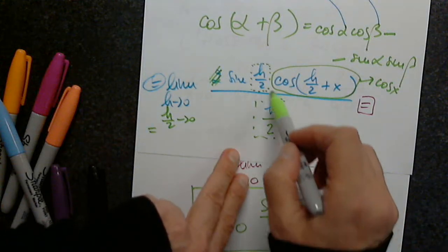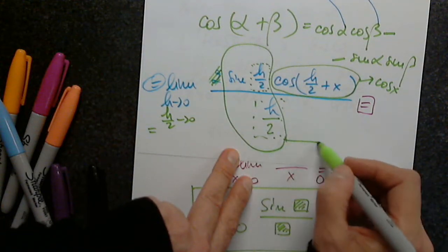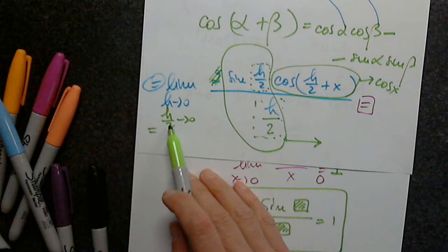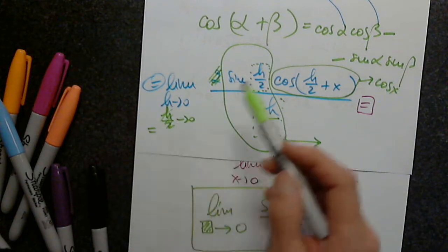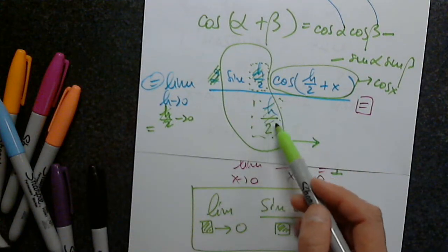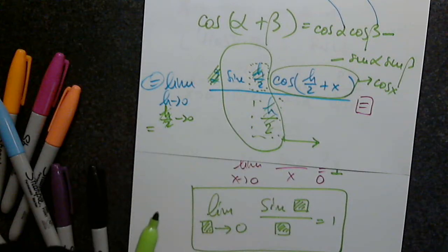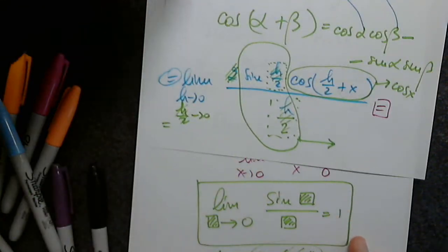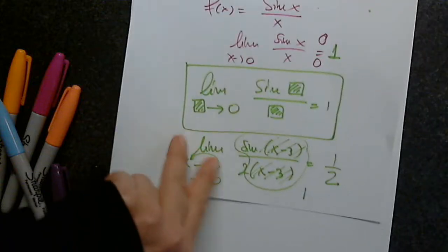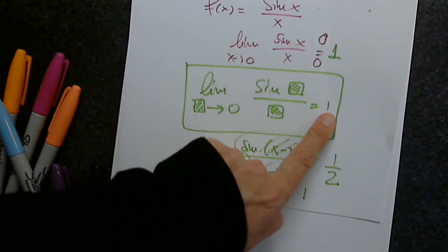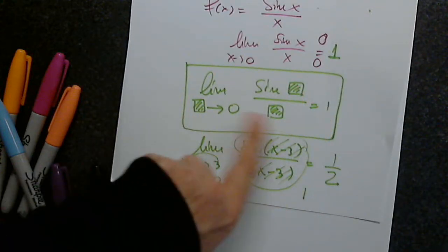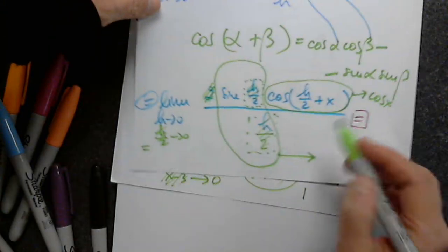So now I would like you to tell me, where does this go? H over 2 approaches 0. This quantity is the same. This quantity is the same. This quantity is the same, and I have sine. We just graphed it, right? We just graphed it, and if all these quantities are the same, the answer is 1.